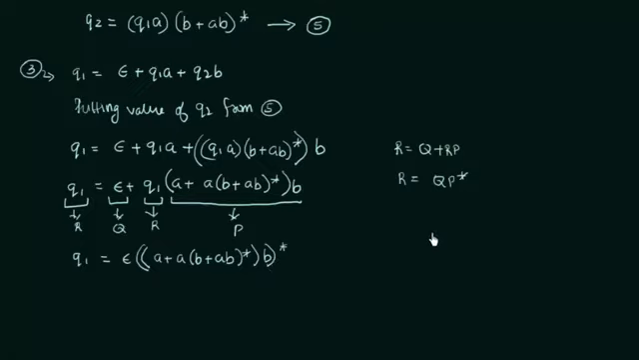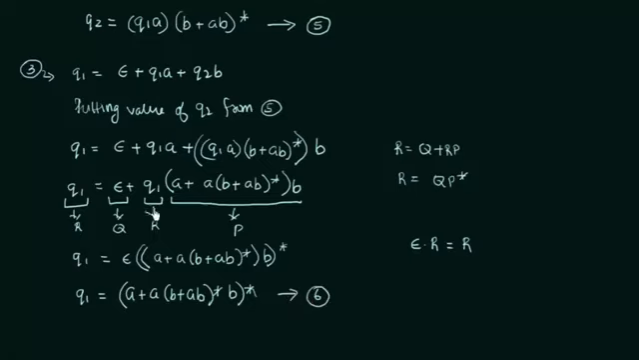Now from our identities that we have studied, we already studied that epsilon into any regular expression R is equal to R itself. So here if you treat this whole thing as R, epsilon into this will be this one itself. So I can write this Q1 as A plus, I'll put bracket here, A, then B plus AB star B star. So we have written this using this identity that we have studied. So here we have got the value of Q1, and let me call this equation number 6.